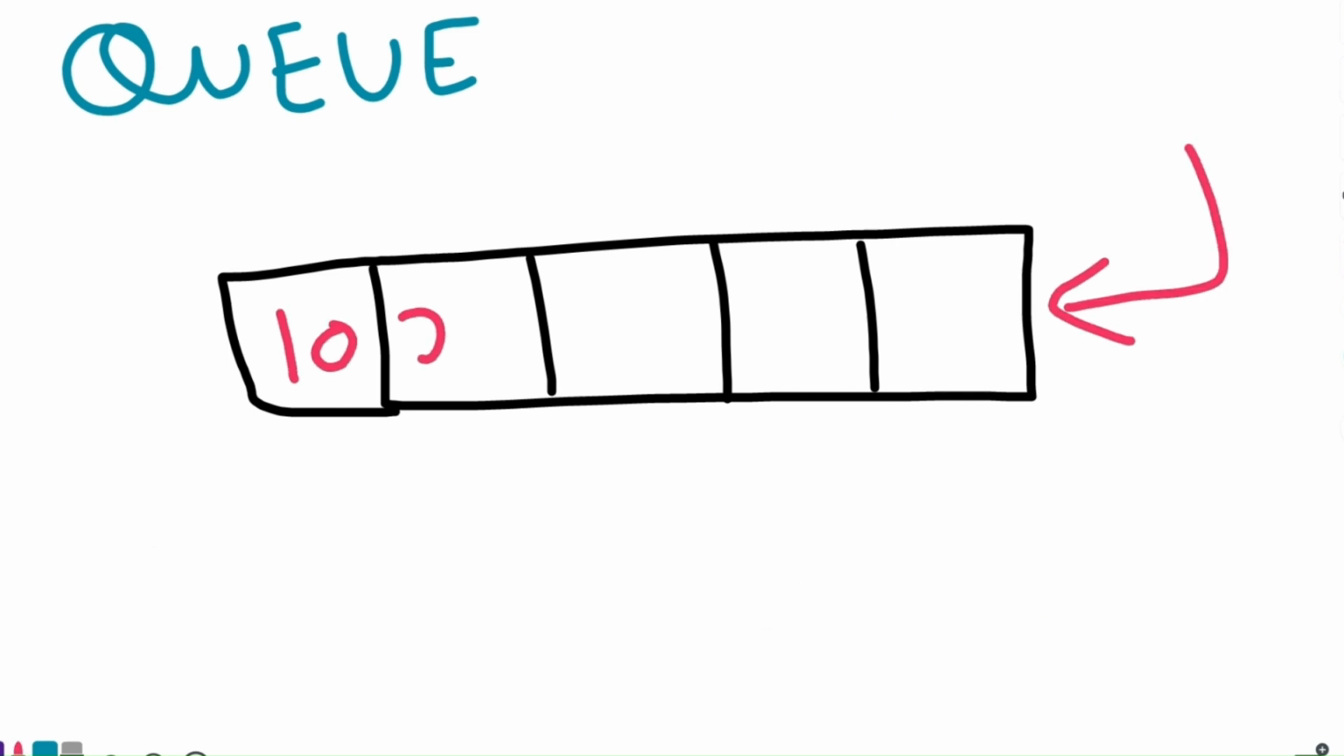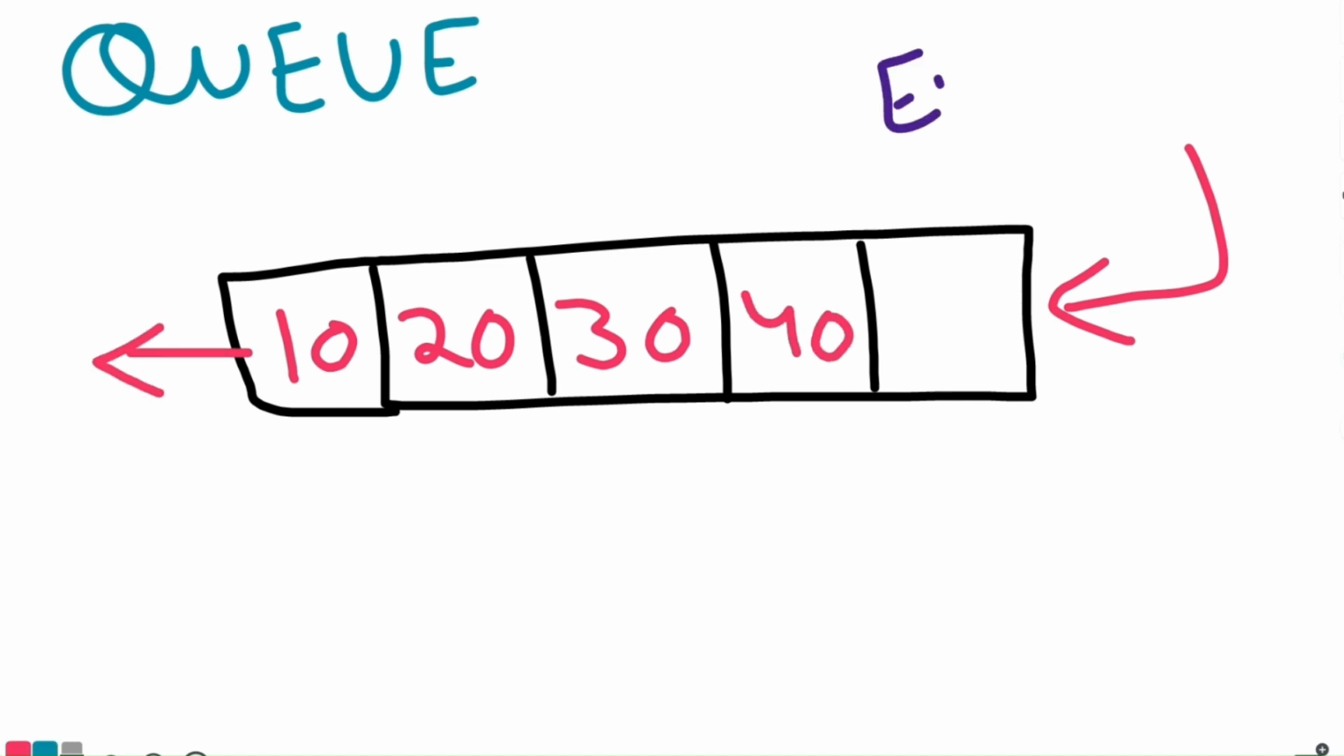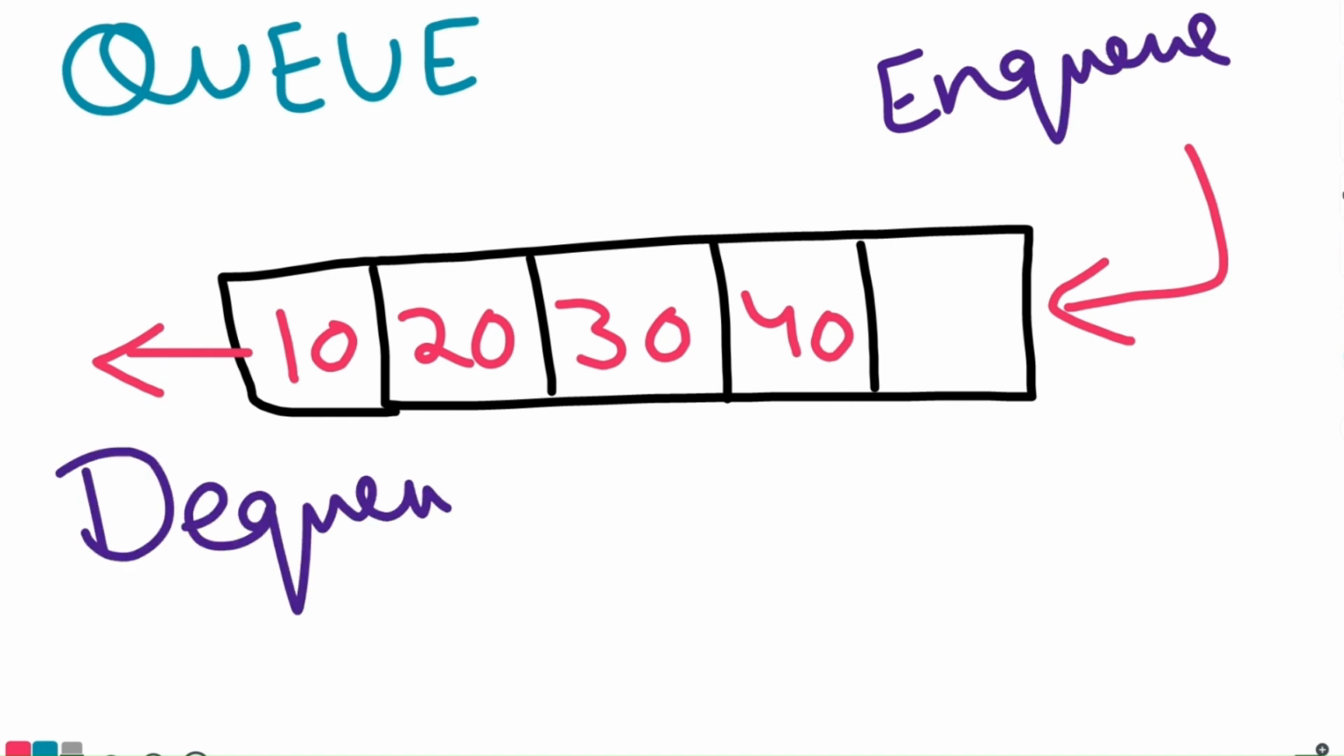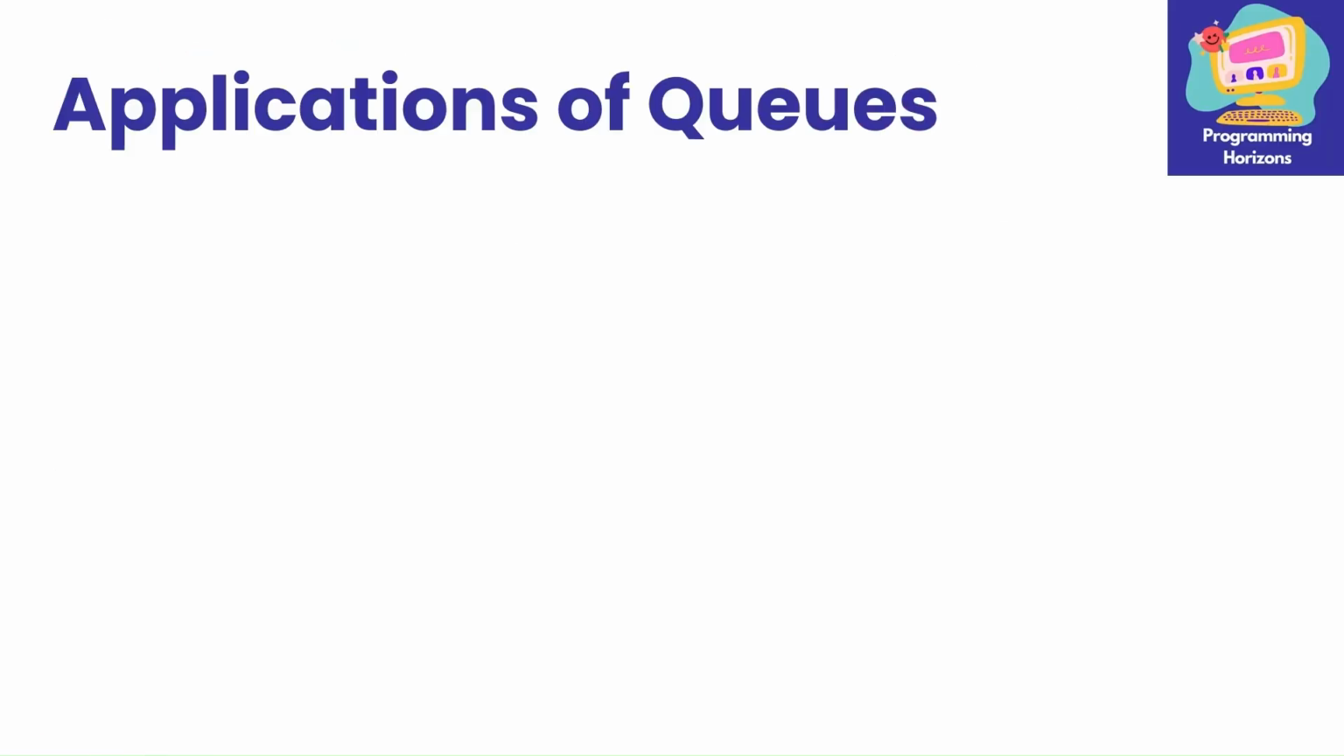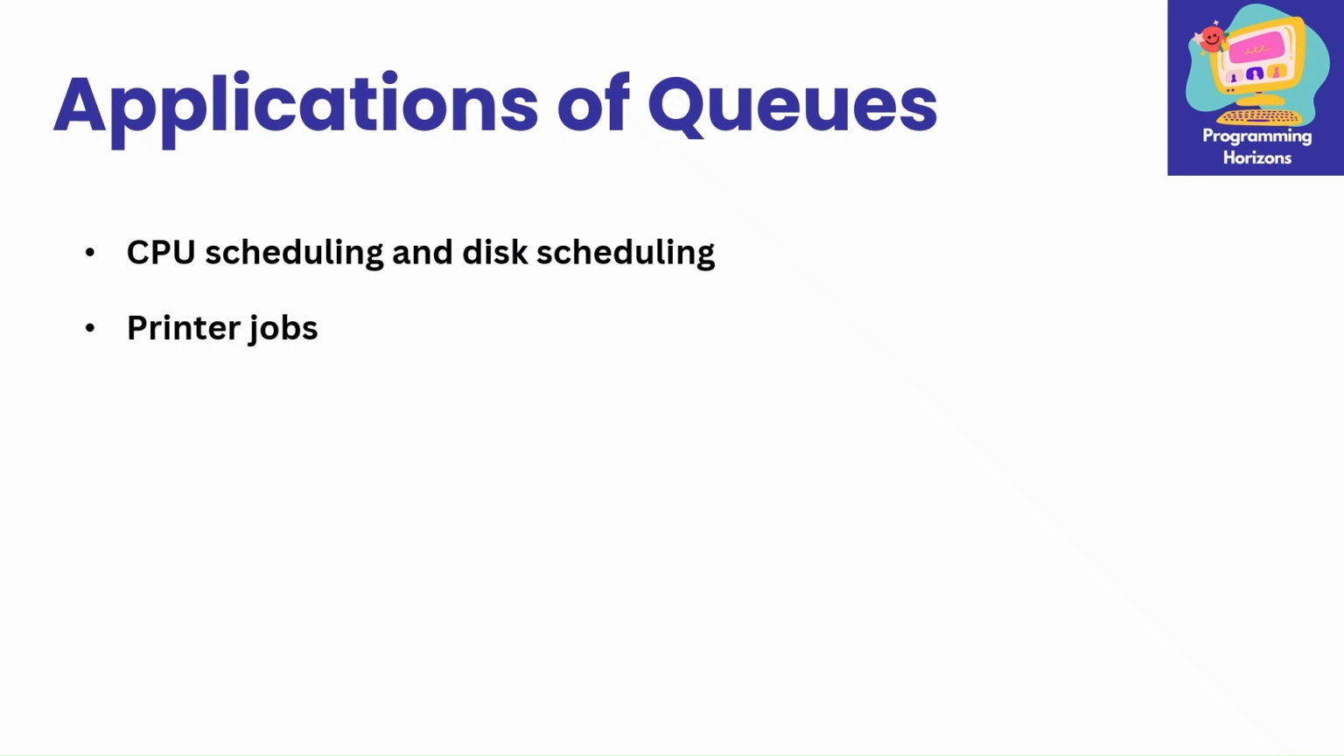We insert a new item at the back or the rear of the queue, and an item can only be removed from the front of the queue. This operation is known as dequeue. In computers, queues are used in CPU scheduling, disk scheduling, managing printer jobs, and handling requests on a web server.